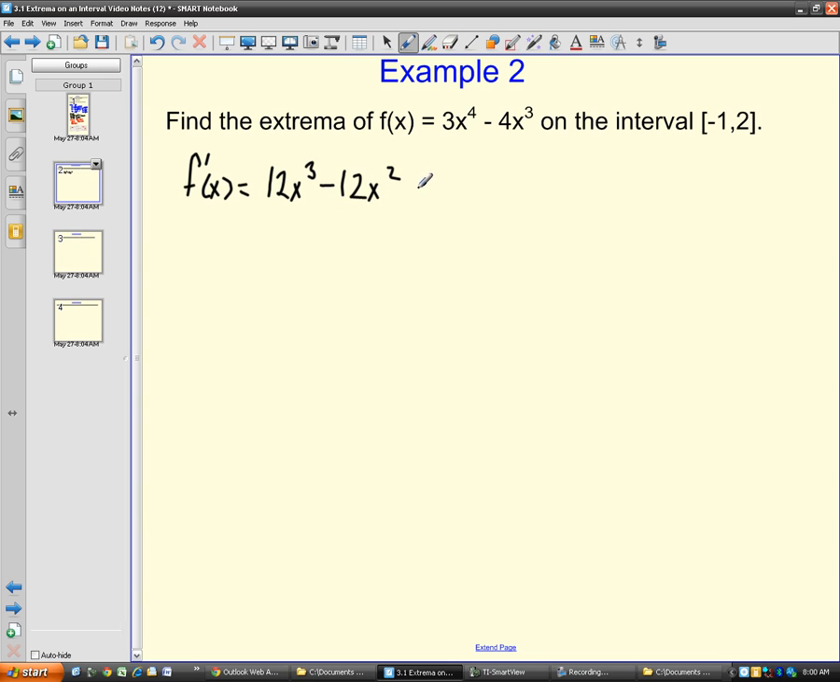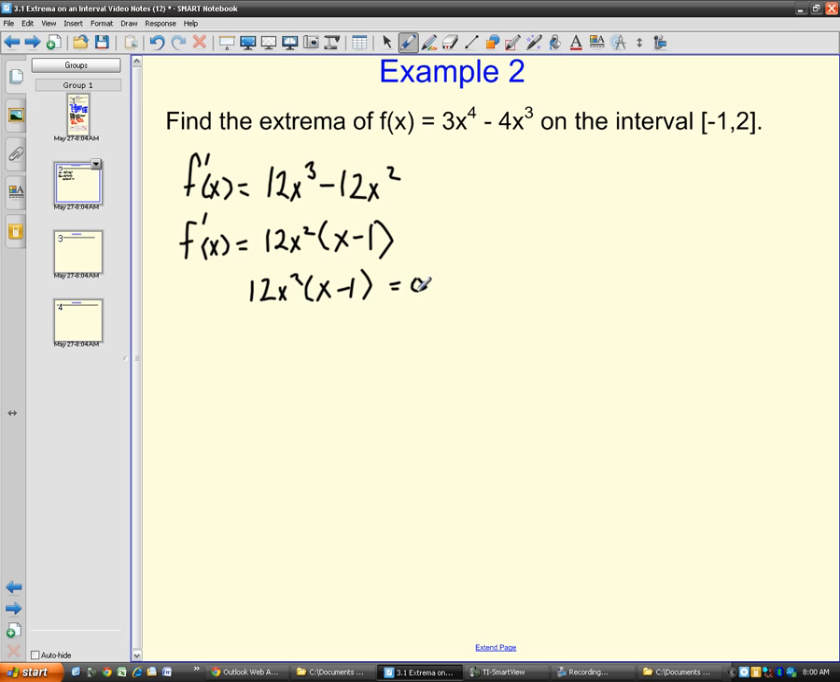And to make my life a little bit easier, I can do some factoring. You'll notice I have a 12 and an x squared in common. So if I do that, I get x minus 1, I believe, when I factor. So I have these factors. Now I set the derivative equal to 0, because we just said in example 1 that if we set this equal to 0, we can find relative maximums and minimums.